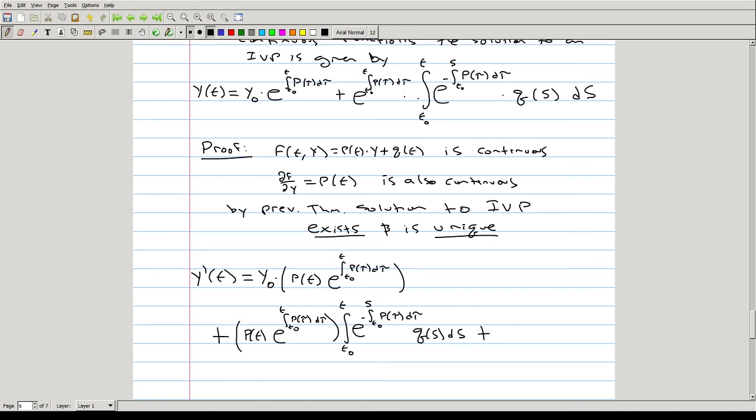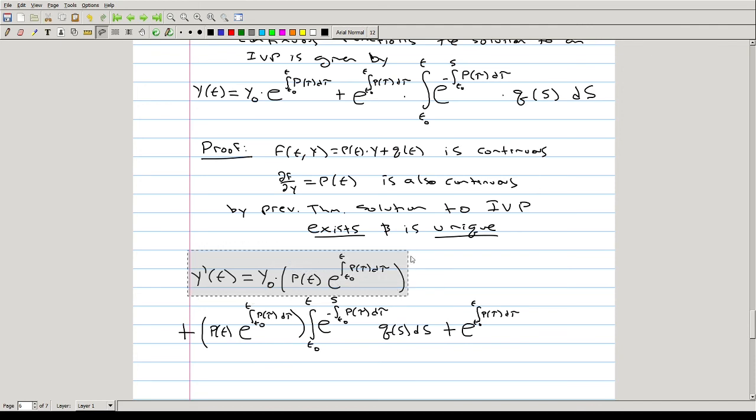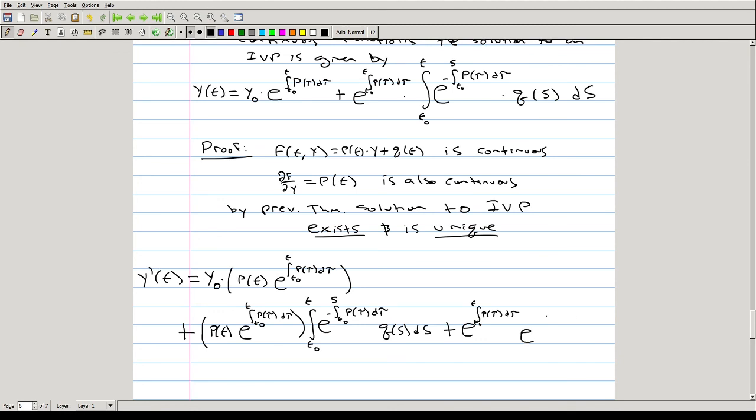So it's the derivative of this expression right here times this, plus now this, which is just itself, times the derivative of this entire expression right here, which is going to be e to the negative integral from t naught to t of p of tau d tau times q of t. And this is the product rule applied to this entire term right here.